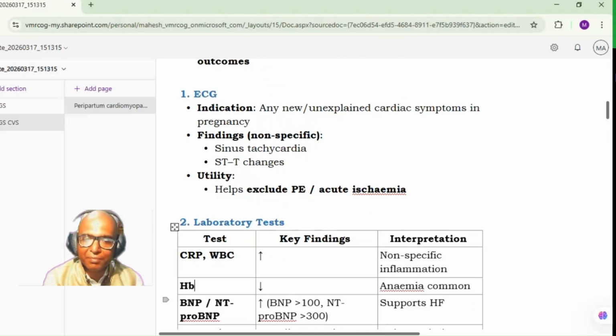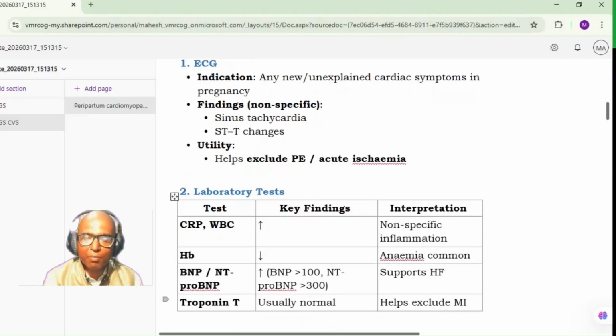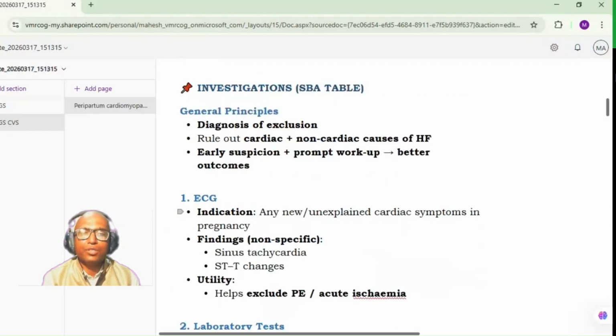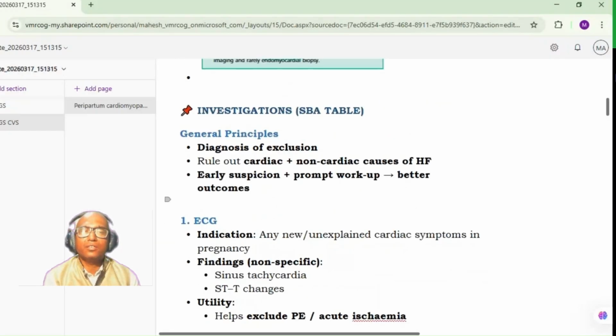Then hemoglobin level may be reduced. Associated anemia is common. Then this is important: BNP and NT-proBNP. There is an increase in levels of BNP more than 100 and NT-proBNP more than 300. That supports this diagnosis. Then troponin T is usually normal. It helps to exclude myocardial infarction. So this is the role of investigations.